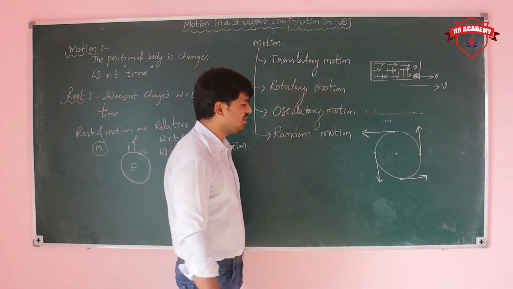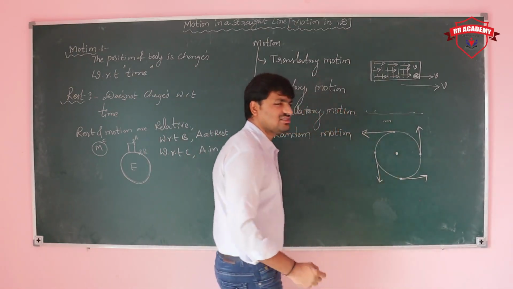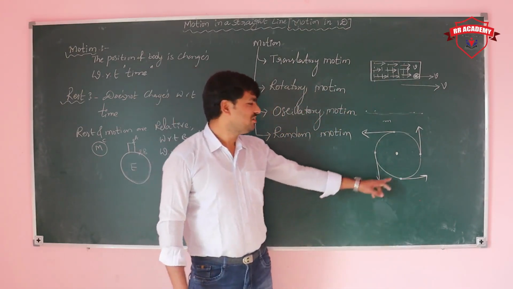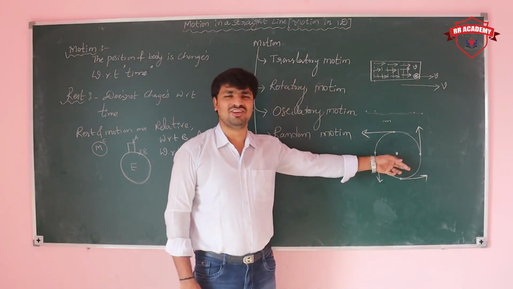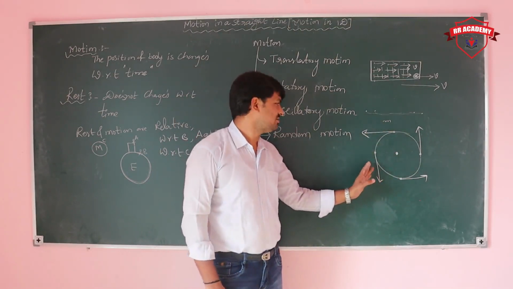How is the velocity different? What is the velocity of the particle at the center? In rotational motion, the center does not move, but the total body moves. So that means velocity at the center is zero. But different particles are having different velocities.